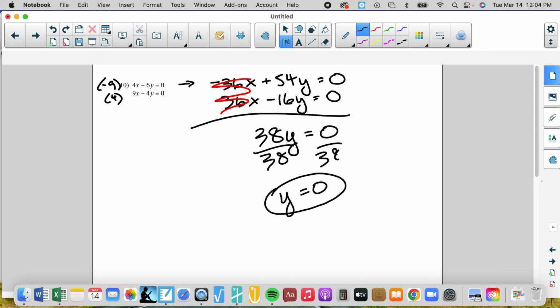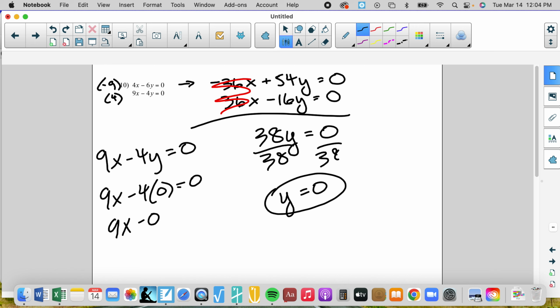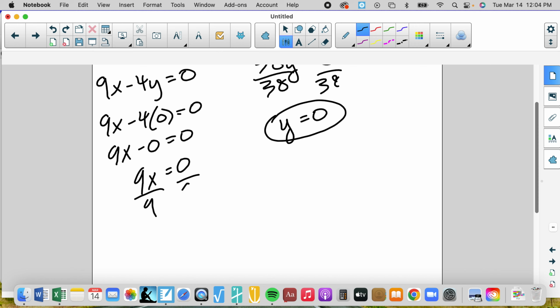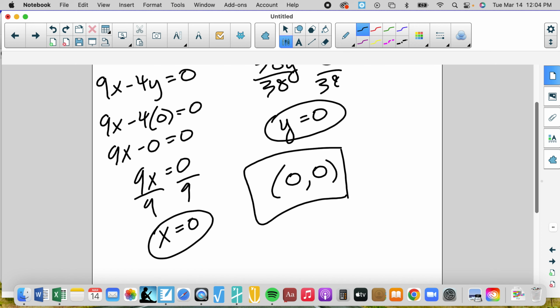That's nice, I like plugging that in. 9x minus 4y equals 0. Let's plug 0 in for y. 4 times 0. So 9x minus 0 equals 0. 9x equals 0. Divide by 9, divide by 9. X also equals 0. So my solution is going to be 0, 0.